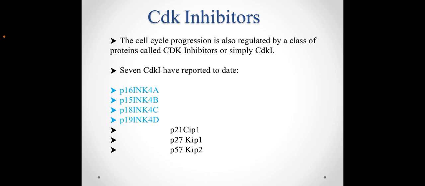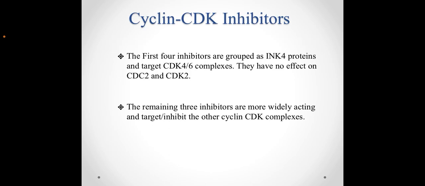Seven CDKIs have been reported to date: P16 INK4A, P15 INK4B, P18 INK4C, P19 INK4D, P21 CIP1, P27 KIP1, and P57 KIP2. The first four inhibitors are grouped as INK4 proteins and target CDK4/6 complexes. They have no effect on CDC2 and CDK2. The remaining three inhibitors are more widely acting and inhibit the other cyclin CDK complexes throughout the remainder of the cell cycle.